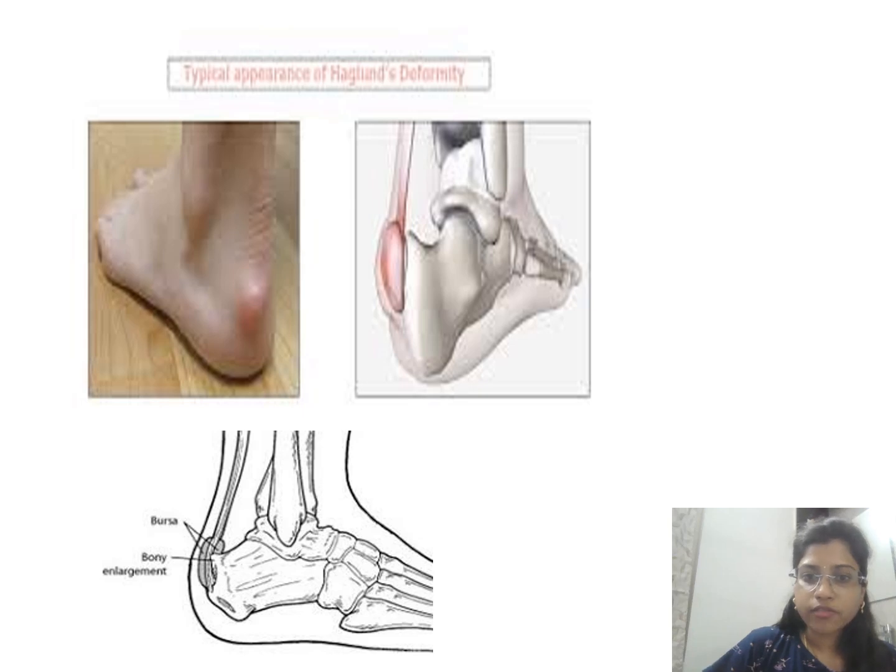Haglund deformity is the presence of a bony spur which keeps pressure over the bursa and Achilles tendon, causing irritation and resulting in inflammation of the bursa. The patient usually presents with a bump over the back of the heel. It is called Haglund's deformity.